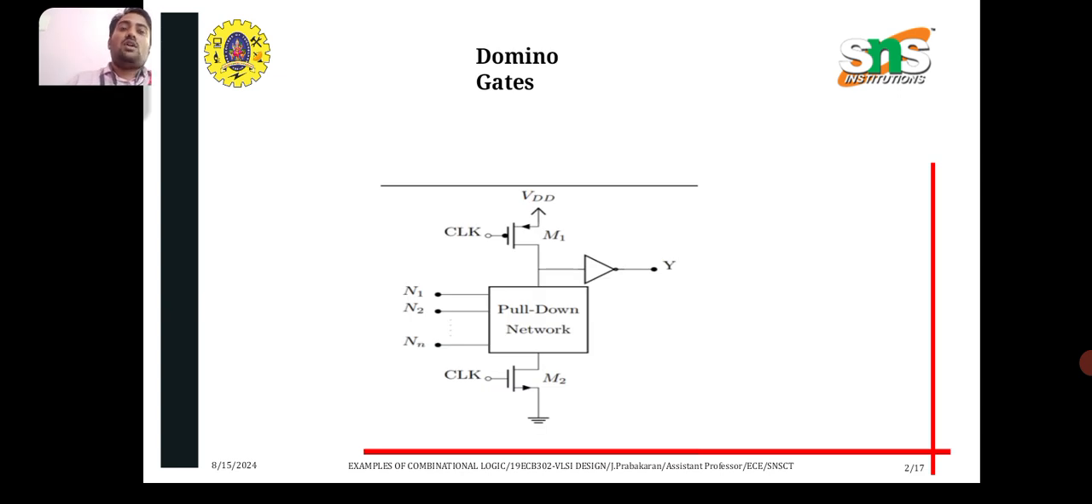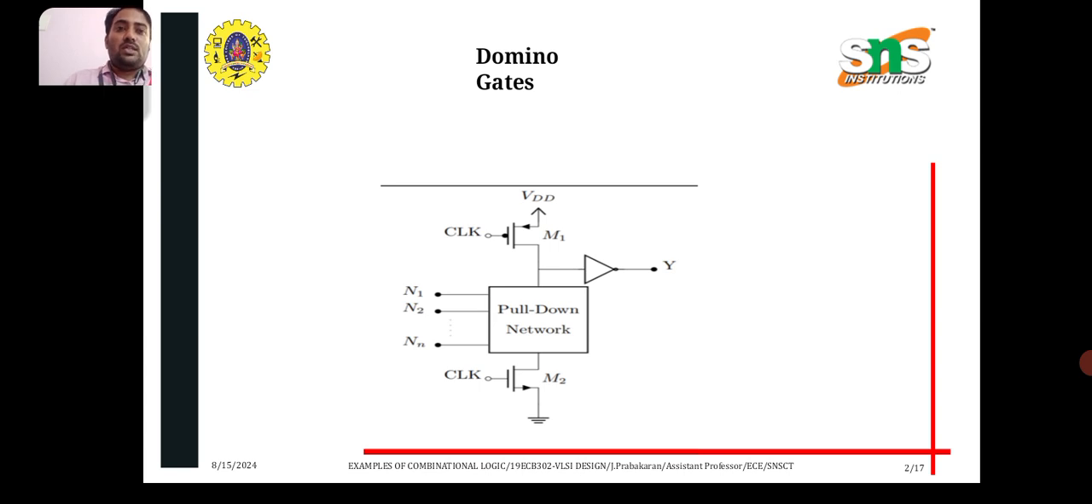Domino logic is a dynamic CMOS logic style that is widely used in high-speed, high-performance digital circuits such as microprocessors. It combines the benefits of dynamic logic with some of the robustness of static logic. Dynamic logic uses a clocked pre-charge and evaluation phase to perform logic functions. In dynamic logic, the output is pre-charged to a known state during one phase of the clock and conditionally discharged during the other phase.